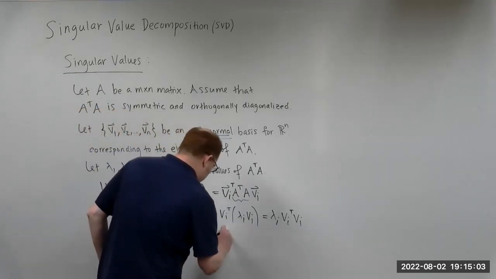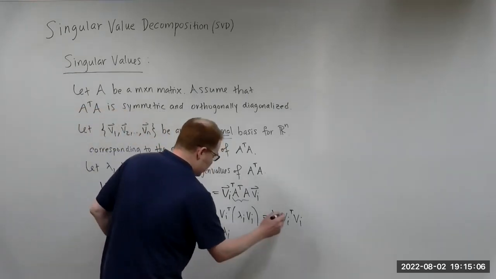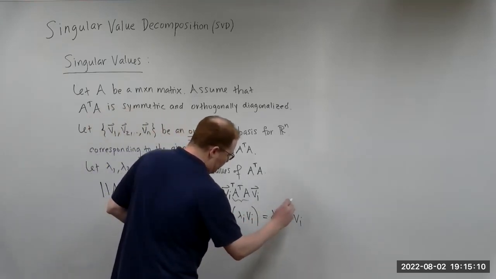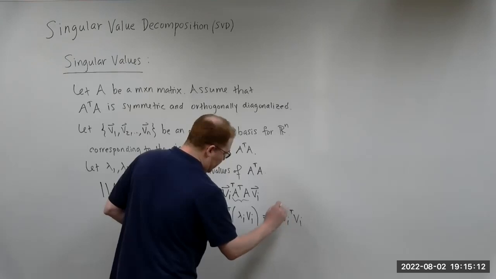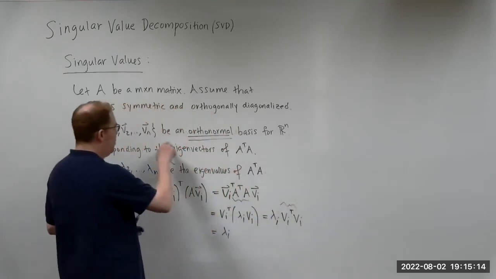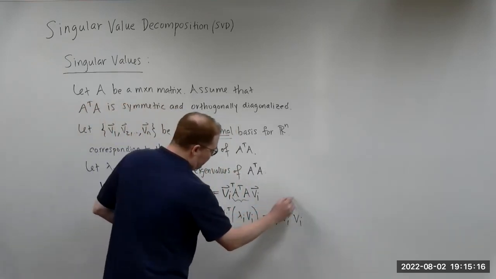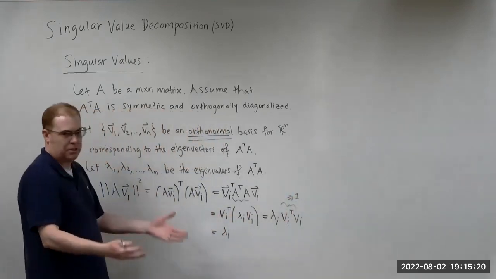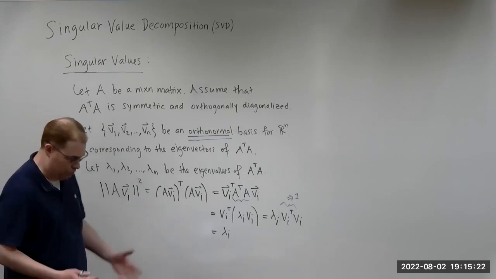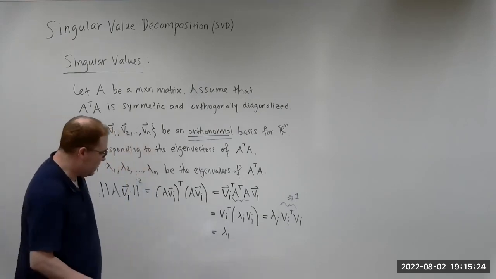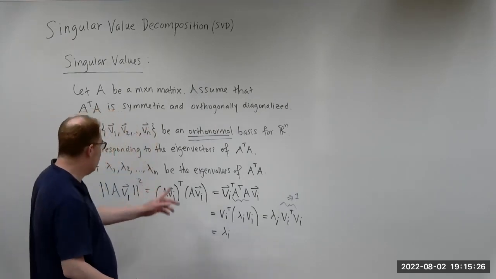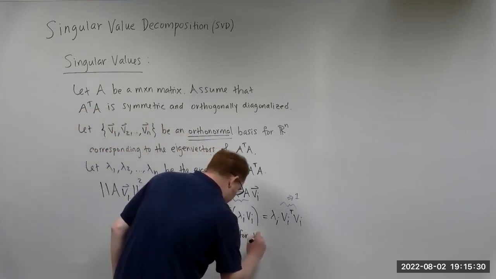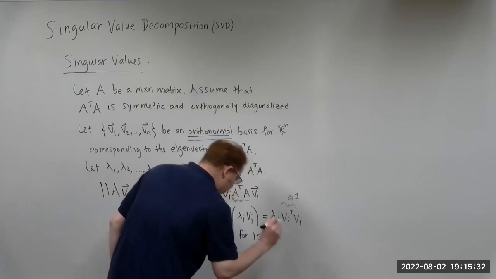So this is going to be lambda_i. Because this part right here, you take the transpose, multiply by the vector, and because these are orthonormal, each of these has length one, so therefore this has to be equal to one. That is just the property of orthonormal vectors. And that's true for i going from one to n. So let's make sure we write that.